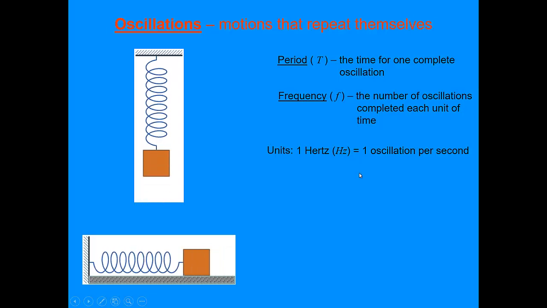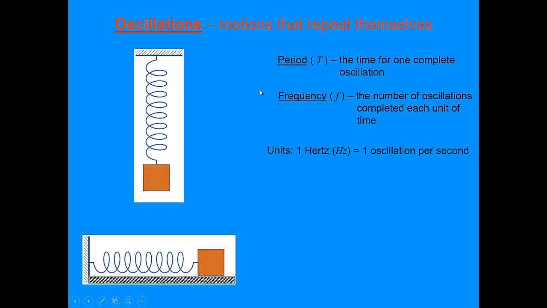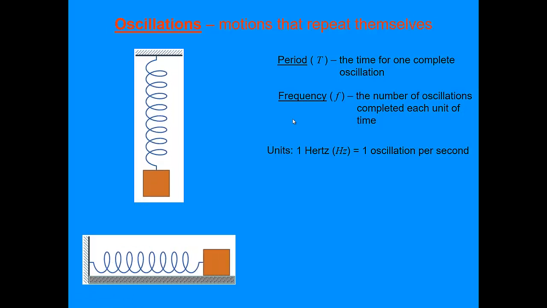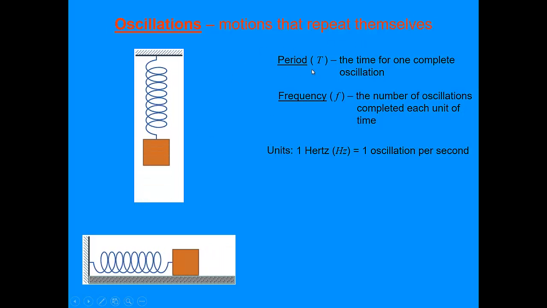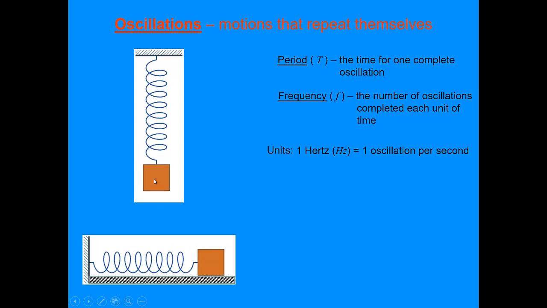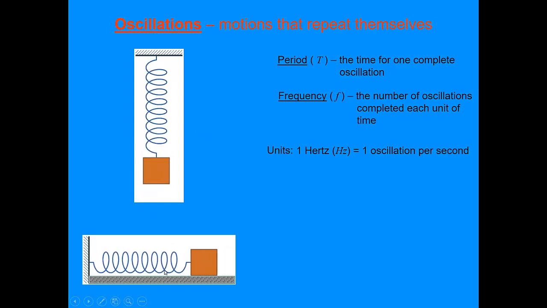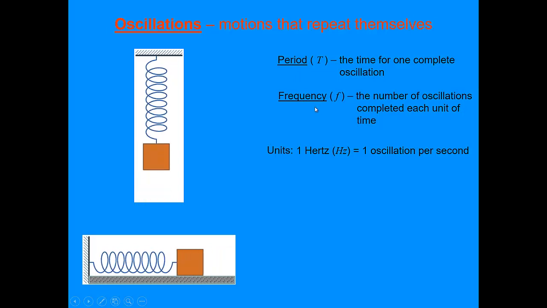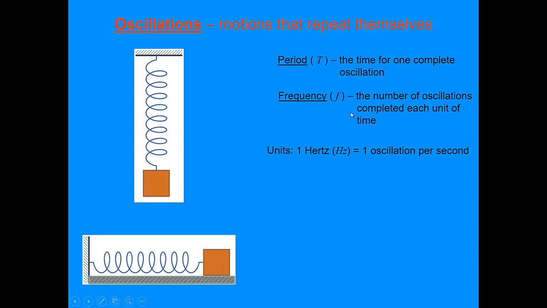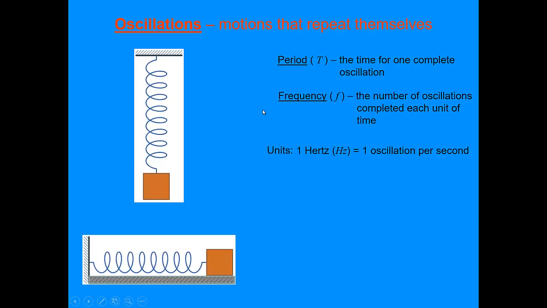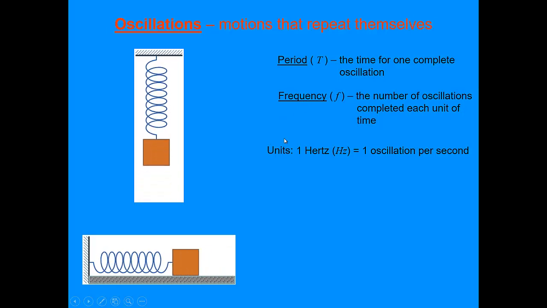Now, if you think about these two quantities, period, the time for one complete oscillation, and frequency, the number of oscillations completed each unit of time, they are related to one another. Consider this. Let's say something has a period of around 2 seconds, to start at the top, go down to the bottom, go back up to the top, or to go from the right to the left, back to the right. If that's a 2-second period, then how many oscillations does it complete each second? Well, if it takes 2 seconds to do a whole one, in 1 second it'll only do a half. So the frequency would be 0.5 hertz.